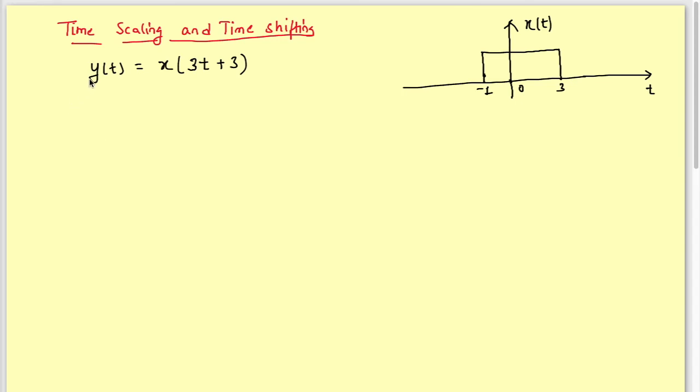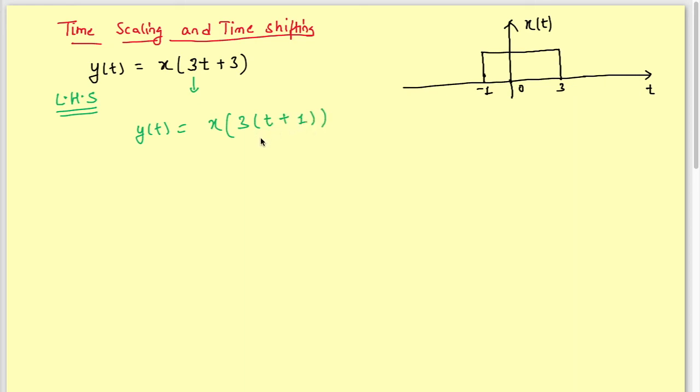Now I will apply both time scaling and time shifting. So let us do it with our left hand side approach, that is LHS. The coefficient of t here is 3. Now we need to take out this coefficient. So we can write y of t as x of 3t plus 1.